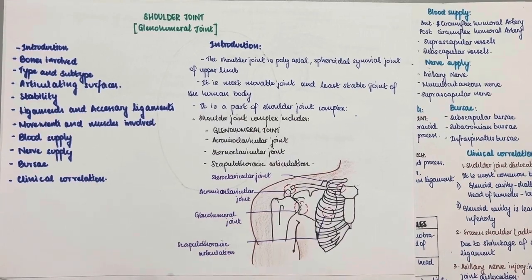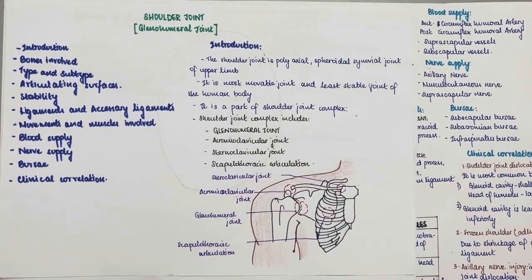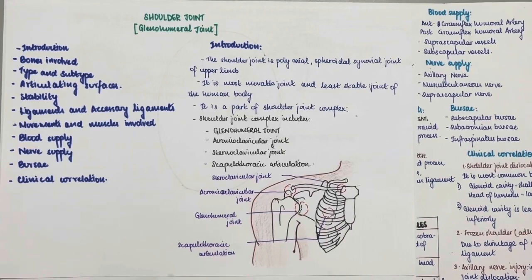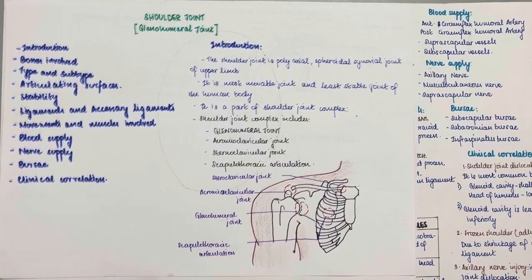That is introduction, bones involved, types and subtype, articulating surfaces, stability, ligaments and accessory ligaments, movements and muscles involved, blood supply, nerve supply, bursae, and clinical correlation.